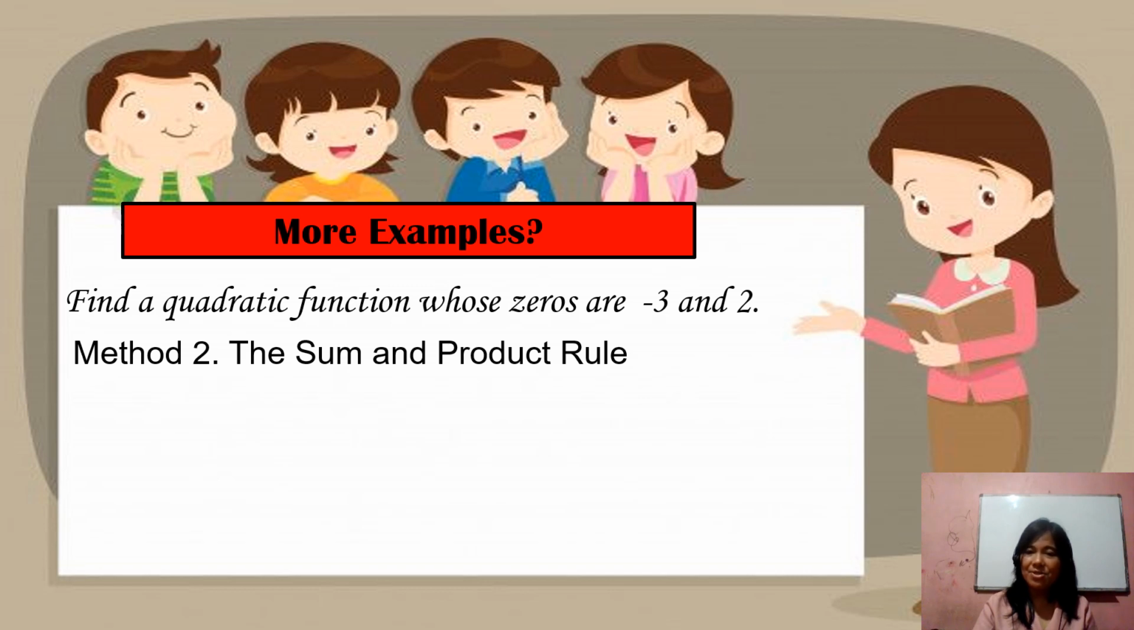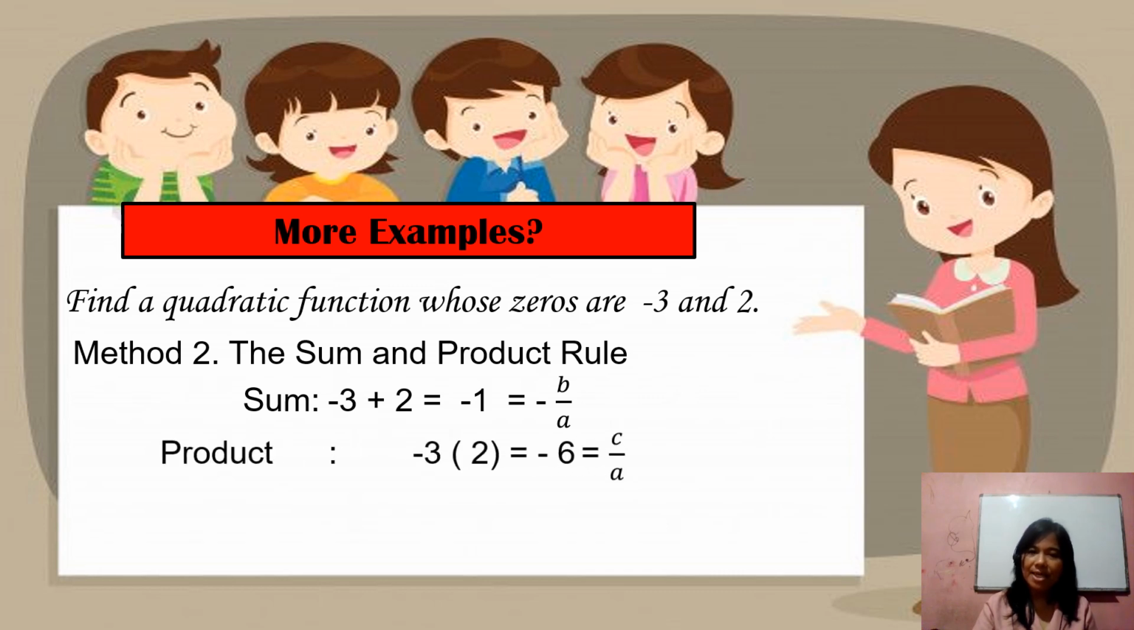Ito naman yung method 2. So, negative 3 plus 2, negative 1. Mag-multiply ka naman sa kanilang dalawa. Negative 3 times 2 is negative 6. Ngayon, paano mo ba ma-identify yung A, B, and C? So, of course, yung A is yung over yun. Nasa denominator siya. Ito, denominator siya ng dalawa. Eh, kasi nga, wala tayong nakitang denominator, so A must be 1.